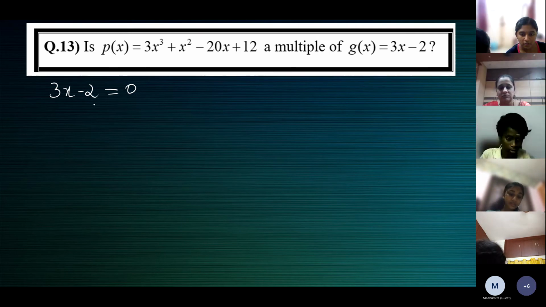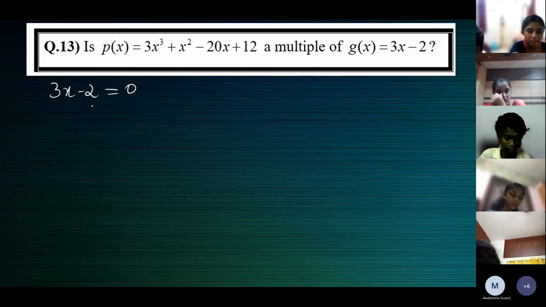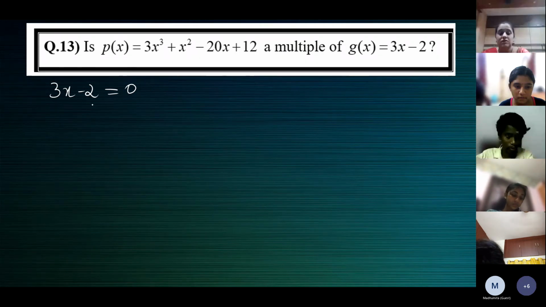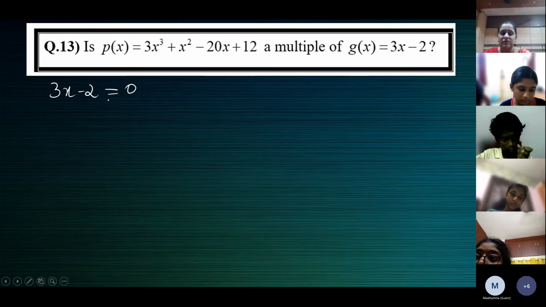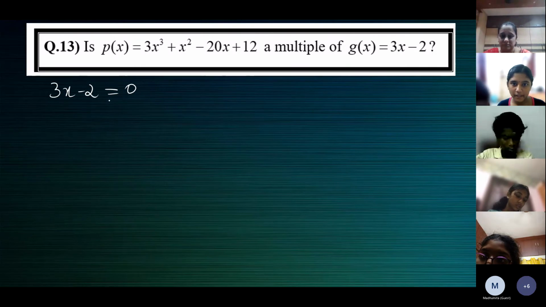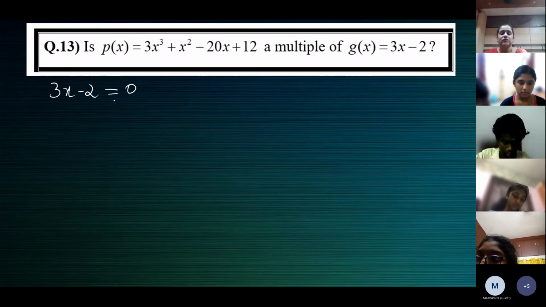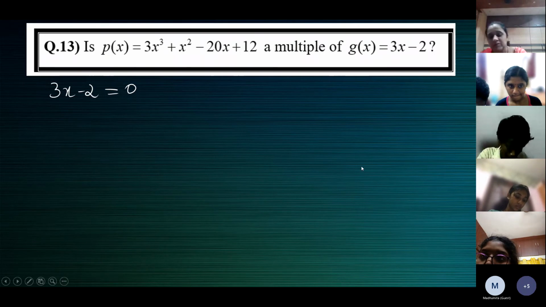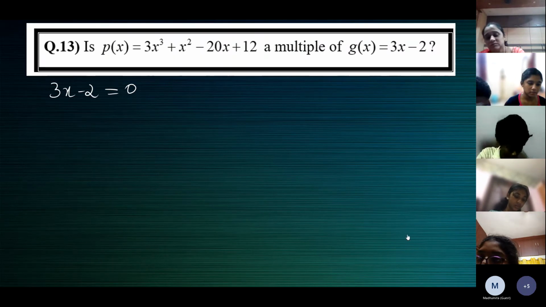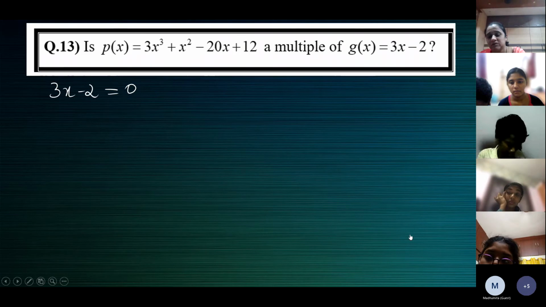Completed, ma'am. Okay, what is the answer you've got? Ma'am, p of x is a multiple of g of x. It is a multiple, is it? Okay. What about Danya? You said you're finished. Is it a multiple? Yes, ma'am, it is a multiple. All right.